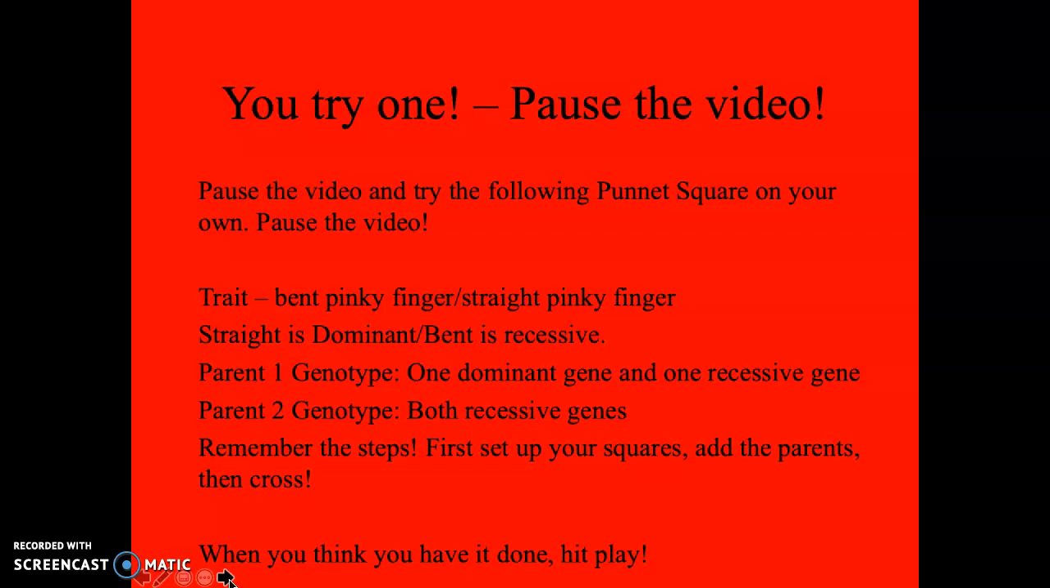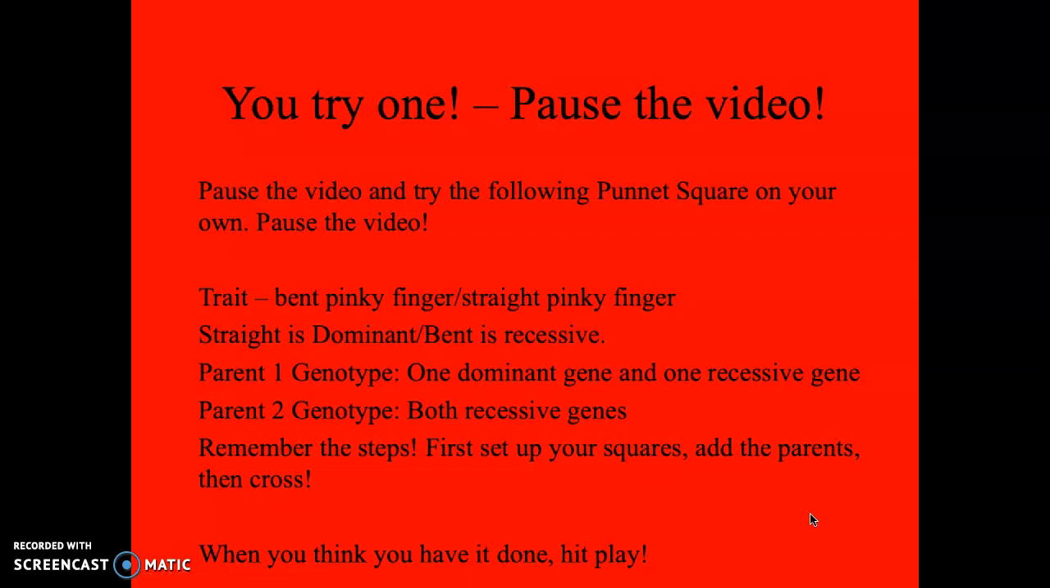Parent number one has a genotype with one dominant gene and one recessive gene, so you'll have to choose a letter to represent that gene. Parent number two has a genotype with both recessive genes. It means you'll have to choose the letter that represents recessive, and that parent has two recessive genes. So remember the steps. First, set up your squares, add the parents, then cross. When you think you have it, hit play.